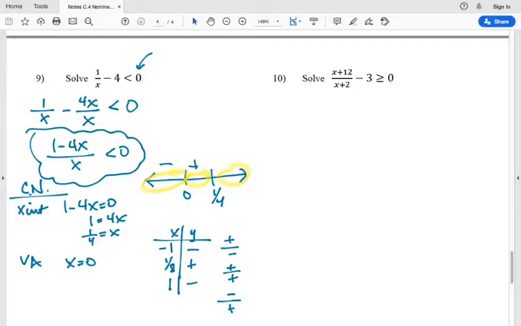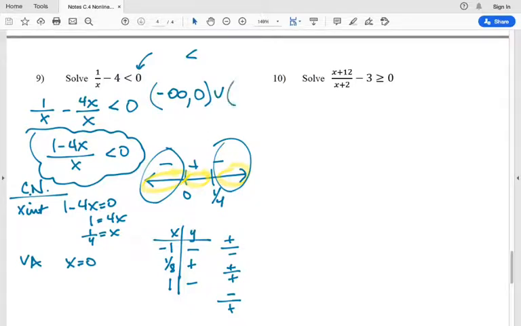So it's positive here and negative here. And we're looking for where it's less than 0, which is this interval and this interval. So our answer will be negative infinity to 0. We're going to use parentheses because we're just using the less than symbol. And then union 1/4 to infinity with parentheses. And that's your answer.